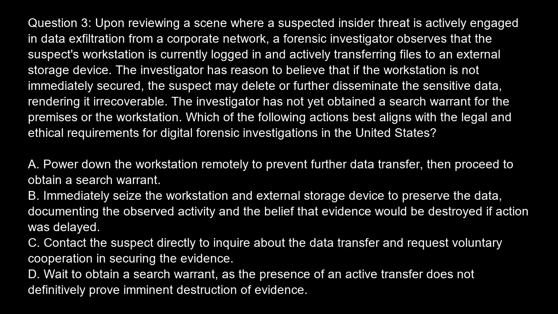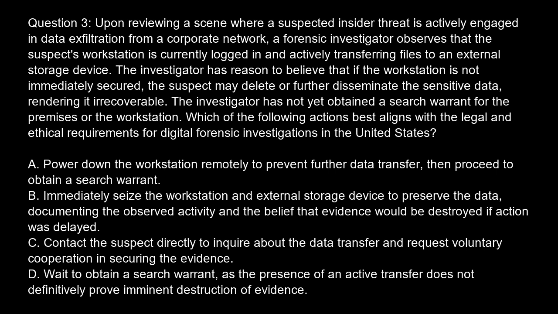Question 3. Upon reviewing a scene where a suspected insider threat is actively engaged in data exfiltration from a corporate network, a forensic investigator observes that the suspect's workstation is currently logged in and actively transferring files to an external storage device. The investigator has reason to believe that if the workstation is not immediately secured, the suspect may delete or further disseminate the sensitive data, rendering it irrecoverable. The investigator has not yet obtained a search warrant for the premises or the workstation.